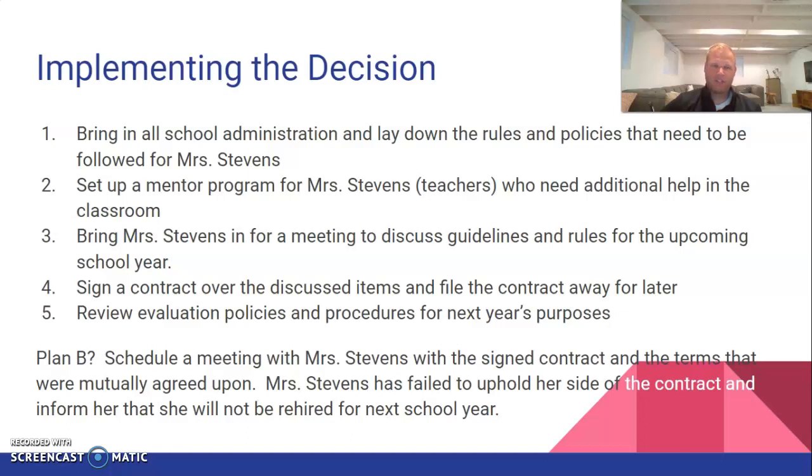Both the administration and Mrs. Stevens sign a contract over the discussed items and file the contract away for later. You review evaluation policies and procedures for next year's purposes. If there would be a plan B, you can schedule a meeting with Mrs. Stevens with the signed contract and the terms that were mutually agreed upon. Mrs. Stevens has failed to uphold her side of the contract, and inform her that she will not be rehired for the next school year.